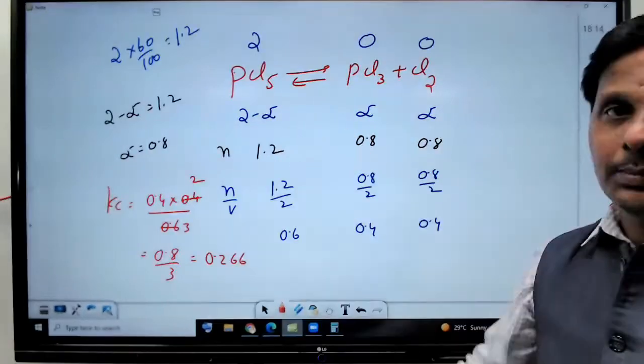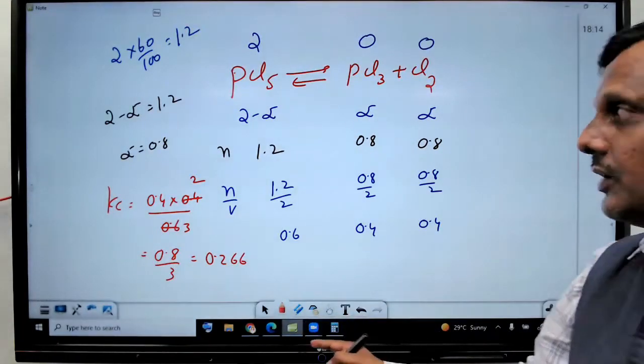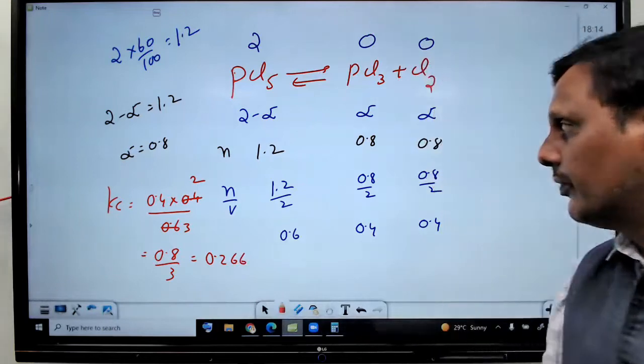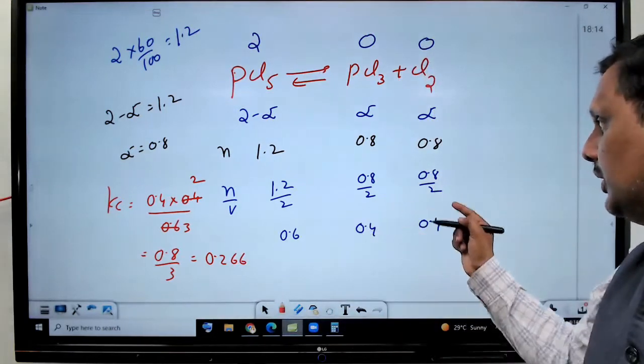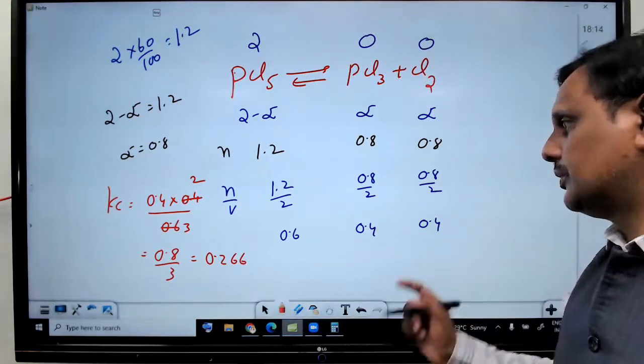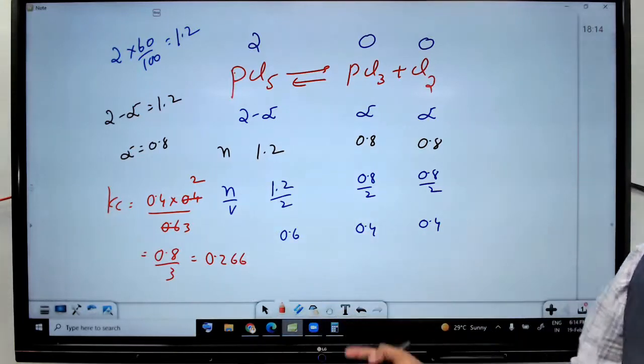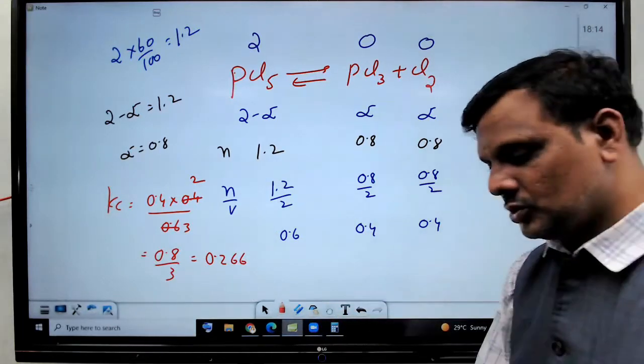0.8, 0.8, 1.2. But we require concentrations, number of moles by volume: 1.2 by 2, 0.8 by 2, like 0.6, 0.4, 0.4. Substituting all values, Kc we get 0.266. Note that.